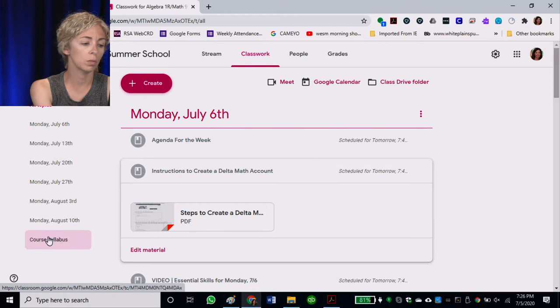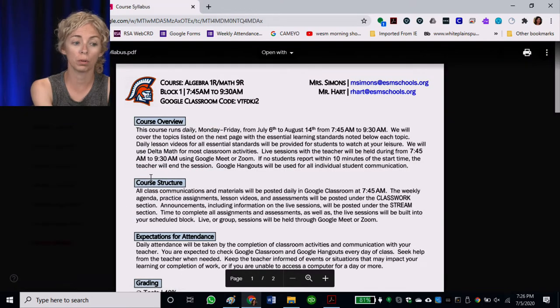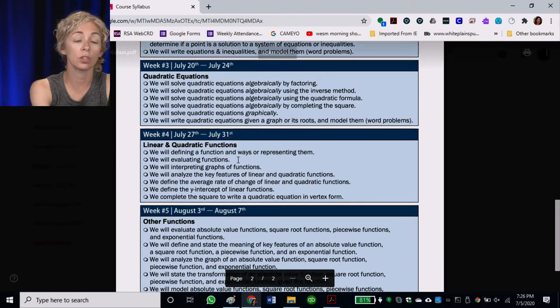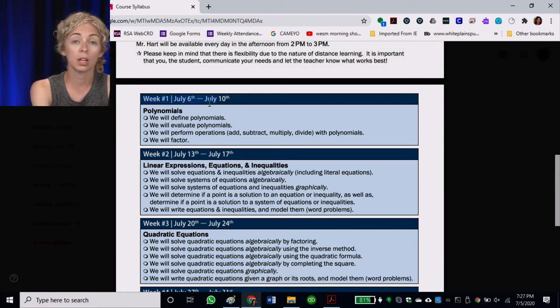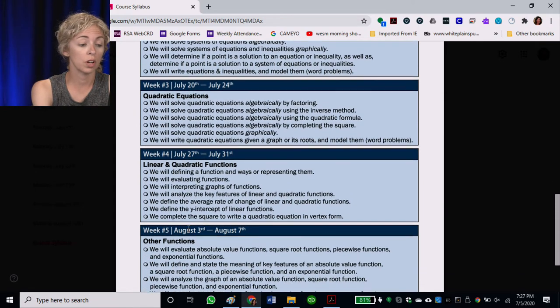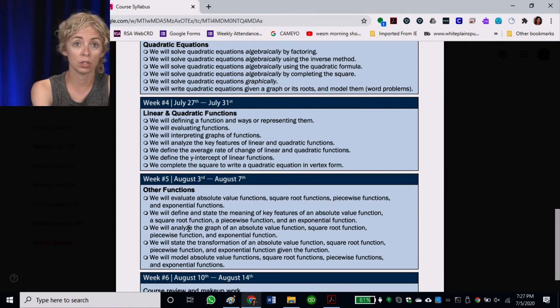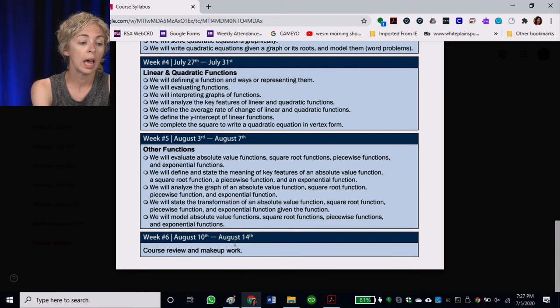So I want you to really take the time and read through this very thoroughly, your course syllabus. Okay, it's only one page. The second page just highlights the units we will be covering in the weeks that are noted. So our first week is polynomials. Our second week is linear expressions, equations, and inequalities, and it explains through what standards we're going to be covering. Quadratics, linear and quadratic functions, and then all of the other functions. Algebra is all about functions. And then week six is just going to be some review and time for you to make up work, just like you had during the school year.